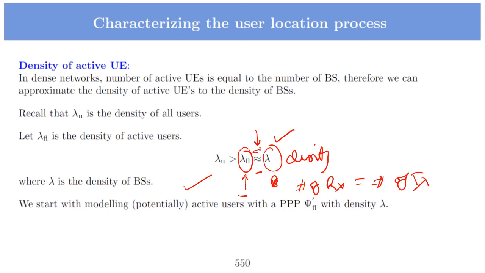So we start with this model first. We start by modeling the active users with a PPP phi-A with the density lambda. This is the first potential model we came across. We model it using a PPP with the density lambda. Again, recall that this phi-A is in fact not a PPP. We are just approximating it.